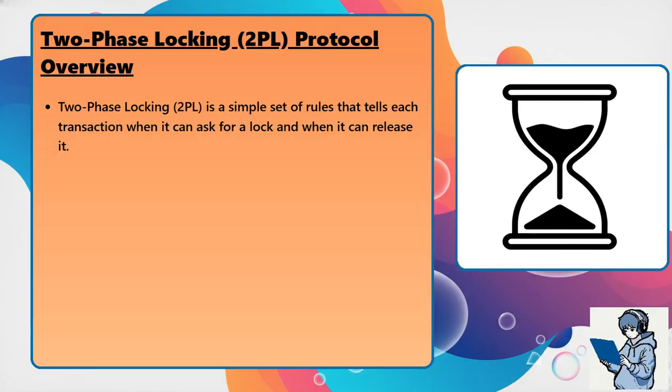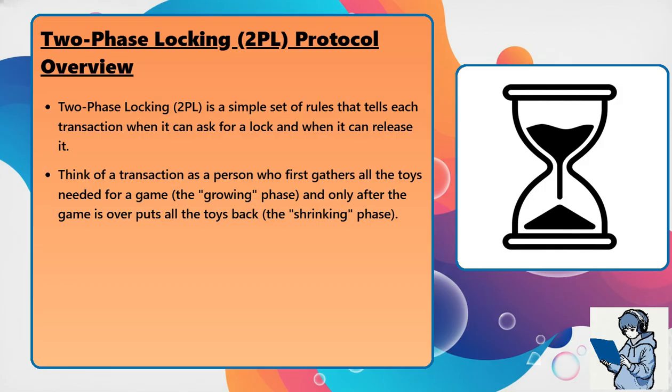orderly. Two-phase locking, 2PL, is a simple set of rules that tells each transaction when it can ask for a lock and when it can release it. Think of a transaction as a person who first gathers all the toys needed for a game, the growing phase, and only after the game is over puts all the toys back, the shrinking phase.